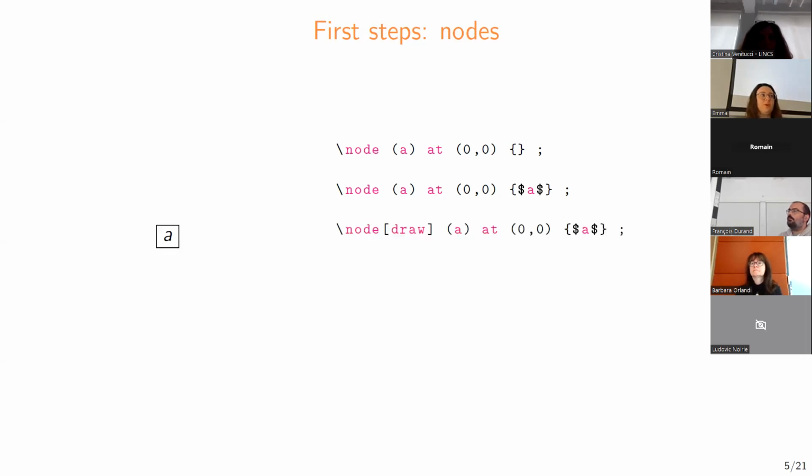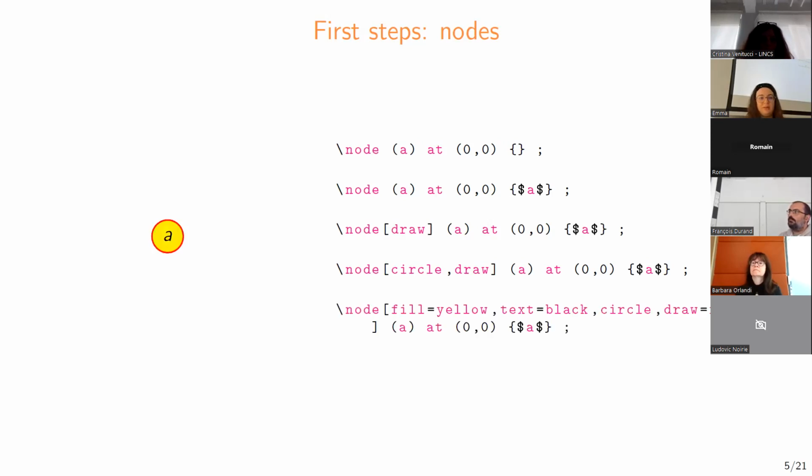So for example, if I want to draw a rectangle around my node, I just have to put draw here, and it will draw a rectangle. If I want this to be a circle and not a rectangle, I just say circle here and then draw. And here I can put a lot of attributes. Let's say I want to change the color, I can totally change the color. Here you can see that I can have three different types of color: the color of the text, the color of the fill behind the text, and here the color of the circle, and it will appear here.